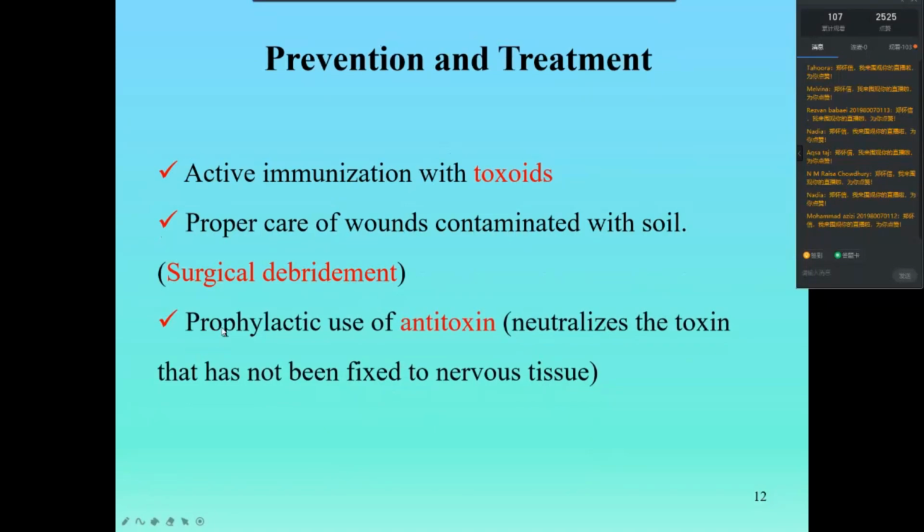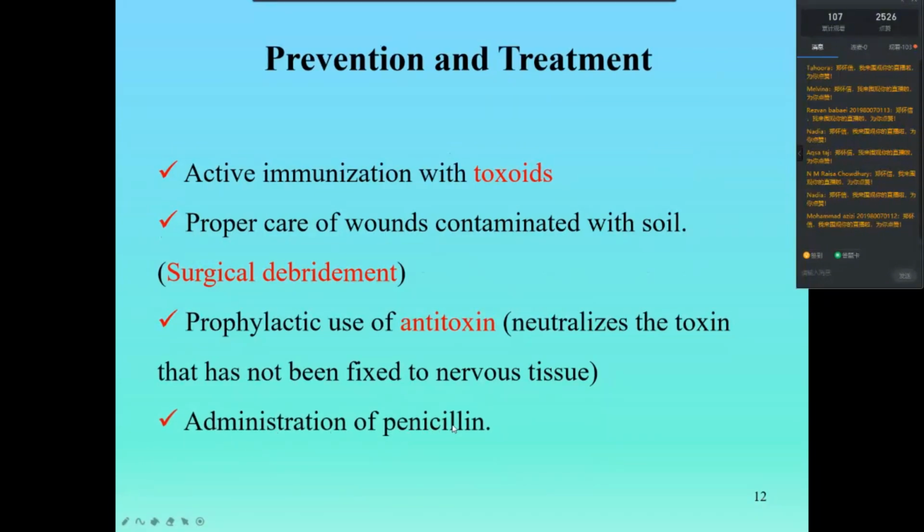And if it's urgent, we can also give the patient some antitoxin. So that's the antibodies, or antiserum containing antibodies. Those antibodies injected into the patients can neutralize the toxin before they fix to the nervous tissue. So if there is some free toxin, the antibodies can bind and neutralize the toxin so that the toxin cannot bind to the nervous tissue, the nervous synapse, and cause disease.